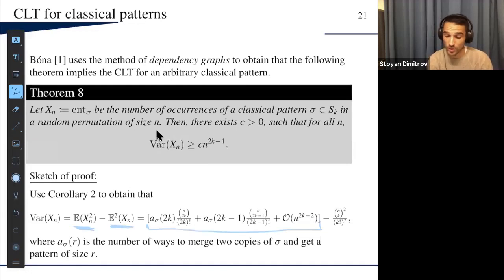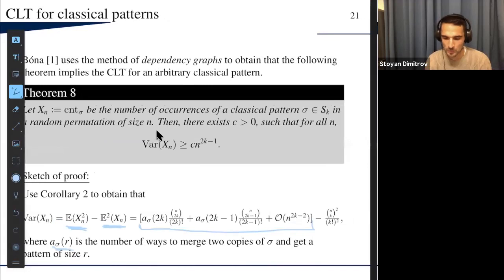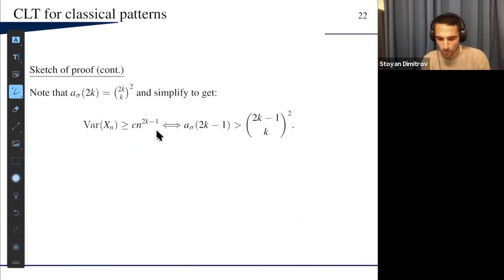And here, these numbers A sigma of R are just the number of ways to merge 2 copies of sigma and get the pattern of size R. And basically, these are the same as the numbers W in the corollary, but just for 2 copies of sigma. Okay, so after we simplify, we basically find that in order to establish our theorem, we need to prove this inequality.